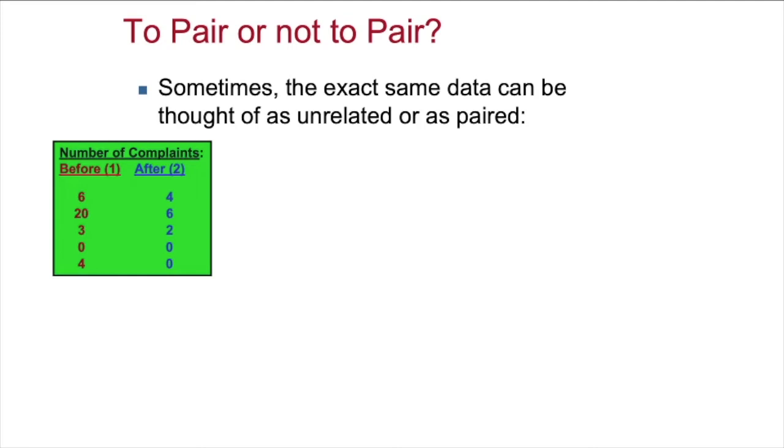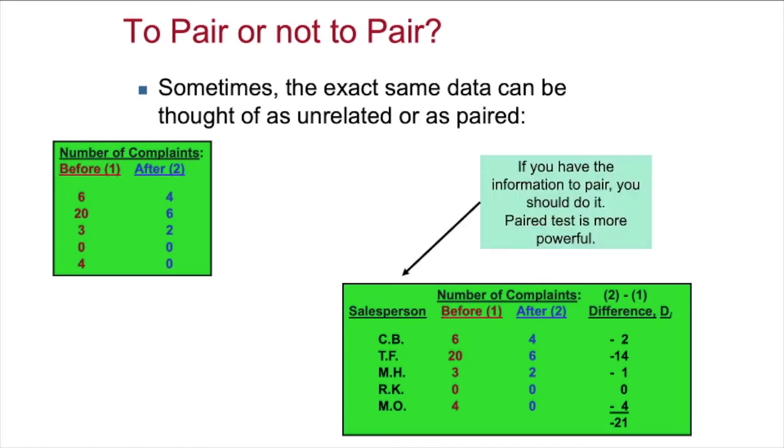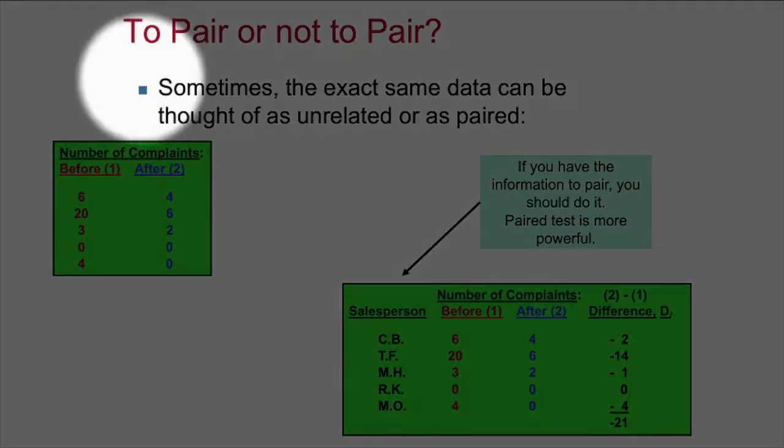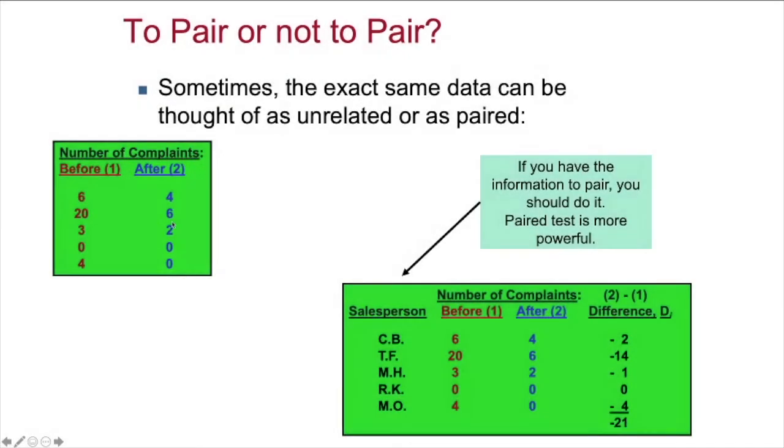Last note on the paired test. Sometimes the exact same data can be thought of as unrelated or as paired. So what is the difference? Well, in the second case, you actually have the information that you would need in order to pair. In the first case, you don't know whether these observations are in fact related to the same person or not.